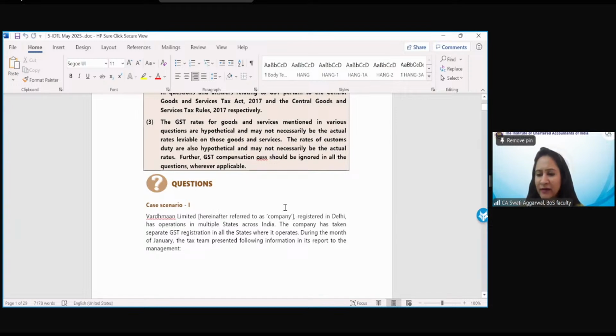So let's start with the case. Vardhaman Limited, hereinafter referred to as the company, registered in Delhi, has operations in multiple states across India. The company has taken separate GST registration in all the states where it operates. During the month of January, the tax team presented the following information in its report to the management.